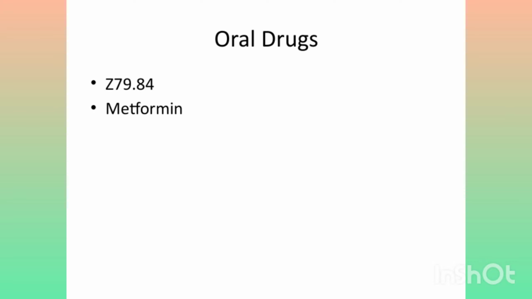Let's take a closer look at some key medications used in diabetes management. First, we see the code Z7984, which relates to the documentation of ongoing medication use. Moving on, metformin is highlighted here as a cornerstone of oral drug therapy for type 2 diabetes. It's widely used because it helps lower blood glucose levels effectively and has a good safety profile. When we talk about oral drugs, metformin is often the first choice due to its benefits in improving insulin sensitivity. These medications play a crucial role in controlling blood sugar levels and preventing complications, fitting into our overall goal of comprehensive diabetes management.